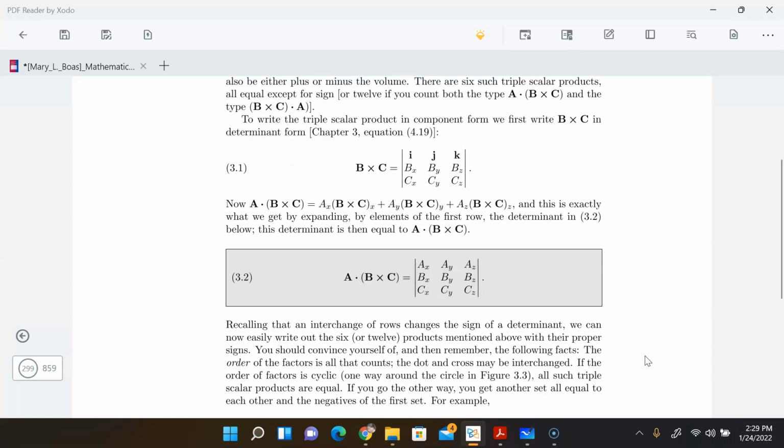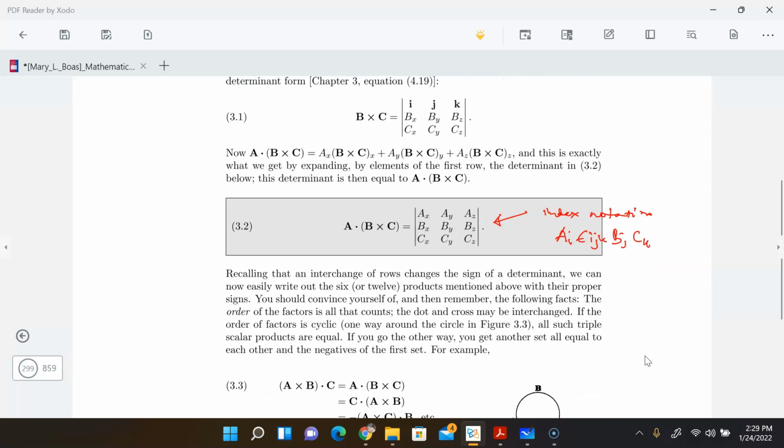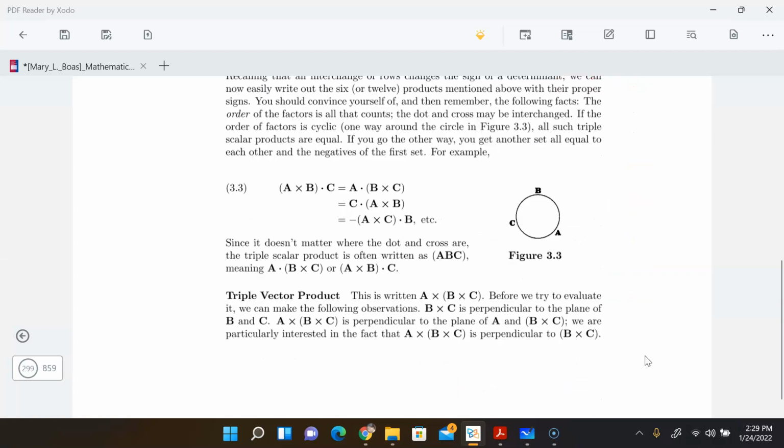So the triple product, you have seen it in this particular determinant form, or you can use it in terms of the index notation. The index notation will be a_i epsilon_ijk b_j c_k. You can look up my notes to have a look.